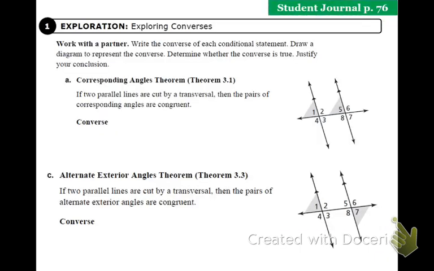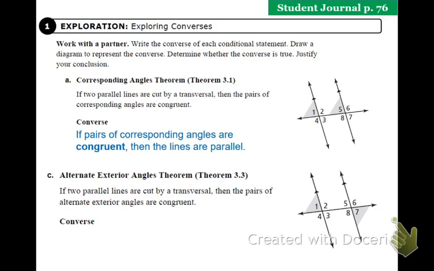The first box, you're going to write corresponding angles. So the first box on the left, corresponding angles. So the theorem used to be if two parallel lines are cut by a transversal, then the pairs of corresponding angles are congruent. Now the converse is written on the right side. If pairs of corresponding angles are congruent, then we can conclude that the lines are parallel. So we're going to use corresponding angles being congruent to prove that lines are parallel. So your blank would be congruent. There you go.